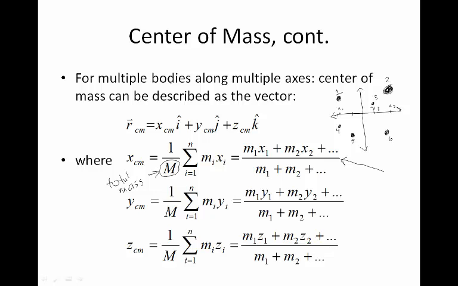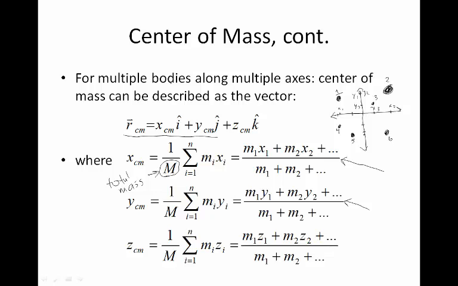Okay, and then same thing for the y direction. All of these objects are going to have some coordinate along the y-axis: y1, y2, y3, y4, y5, y6. So you could figure out what the location of the center of mass in the y direction is as well. And that would lead to basically this formula to describe some ultimate location.